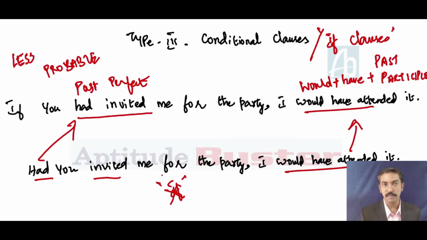This is possible. We can make a conditional class without the word if only for the third condition. For probable and improbable conditions, it is not possible to write a sentence without if. So, the third condition alone may have the word if or may not. Keep this idea. This will help you to understand the condition classes much better.